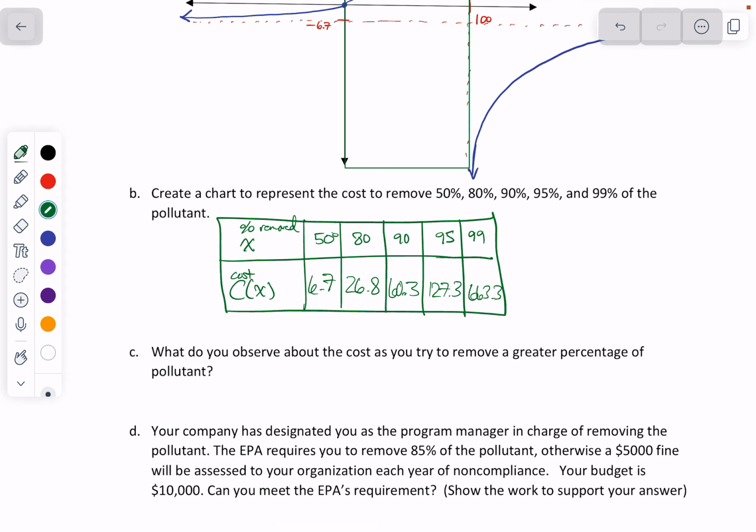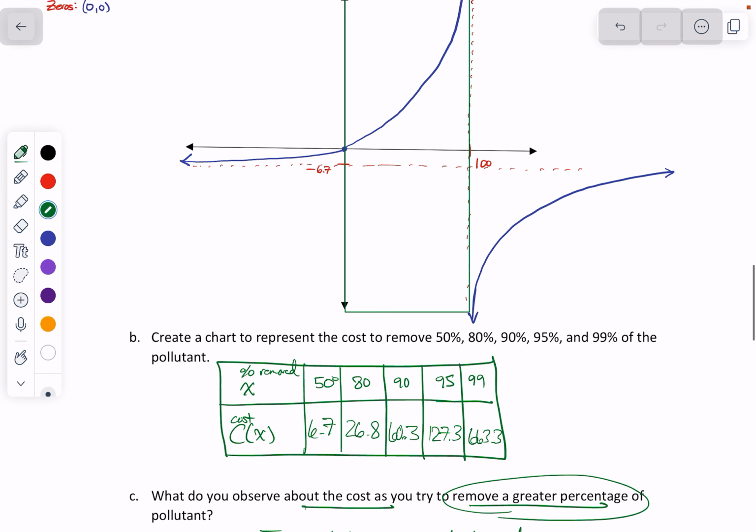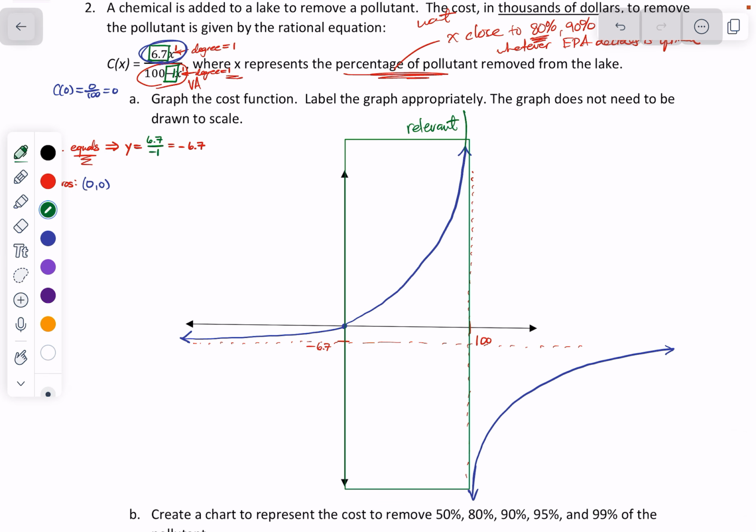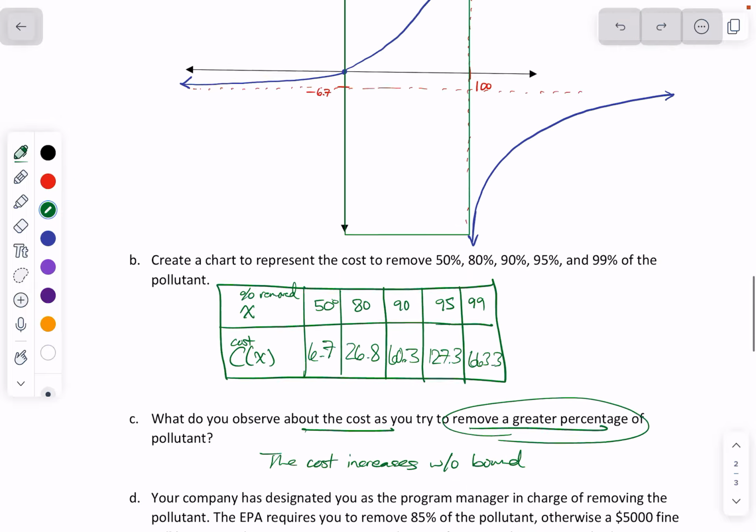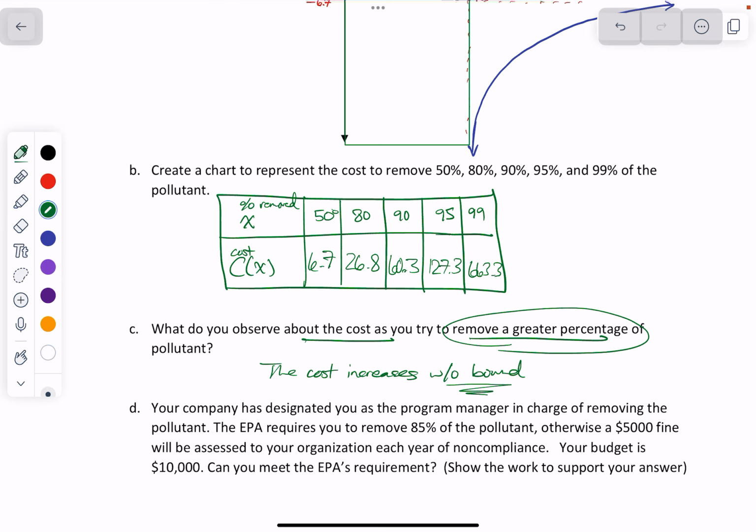So what do we observe about the cost as we remove a greater percentage? So as we remove a greater percentage, the cost increases. And we might even be able to say something like without bound. Based on the function, right? This function is going up towards infinity. The closer I get to that asymptote, the higher the cost gets, and it keeps going up. It does not stop. So in that case, we say something like without bound, or increases towards infinity.